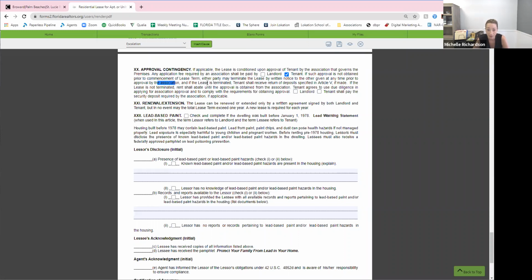And if the lease is terminated, tenant shall receive and return the deposits specified in Article 5, if made. If the lease is not terminated, rent shall abate until the approval is obtained by the association. So if the tenant does not back out, or the landlord does not back out before association approval and give written notice, and they continue to keep going forward after September 1st, what happens is that rent from September 1st until, let's say they get approval on the 10th, it's abating.